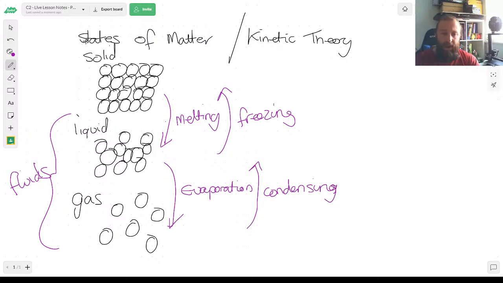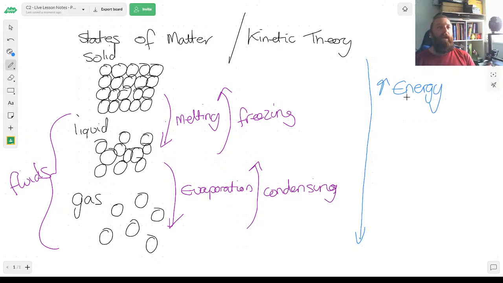Now, where kinetic theory comes in is we've got this link between the movement of particles and the temperature between them. So this will come up a lot in physics. I'm only going to cover this fairly briefly now, but we've got this idea that in order to go from a solid to a liquid, the particle is going to melt, but we also need to increase the energy. So going down this way, we're increasing the energy.